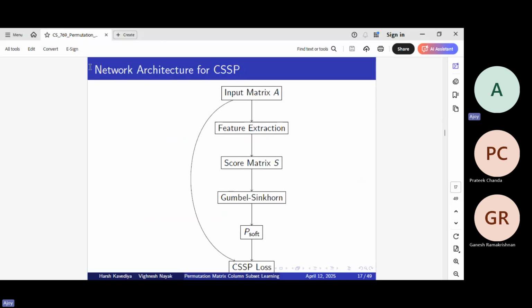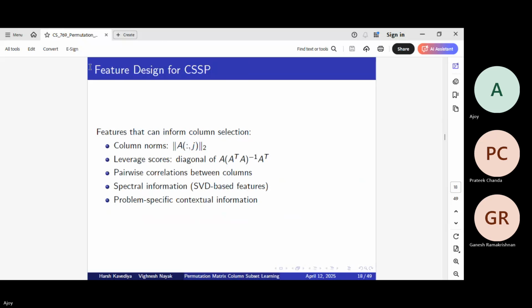This is the overall architecture. Given an input matrix A, our neural network gets a score matrix S. Then we use Gumbel Sinkhorn to get a soft version of the permutation matrix. So for feature selection, we can use problem-specific contextual information, and we can also use SVD-based features or the leverage scores from the diagonal matrix. Also the pairwise correlation between the columns. These are all the different methods by which we can get the scoring matrix.